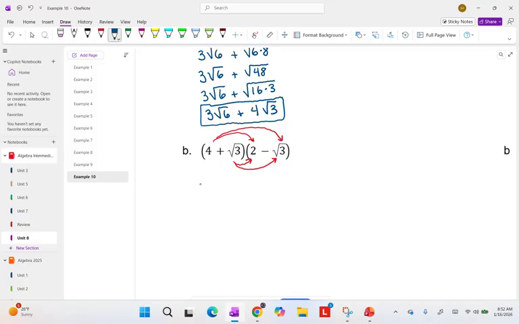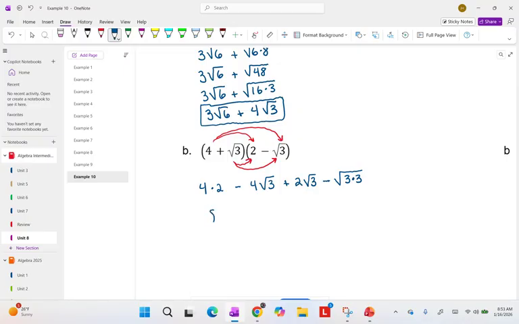So we'll do 4 times 2. And then we're going to have a minus sign, minus 4 times the square root of 3. And then we'll have a plus, and the inside terms are square root of 3 times 2, so we'll have 2 square root of 3. And then the last terms would be a positive times a negative is a negative square root of 3 times 3.